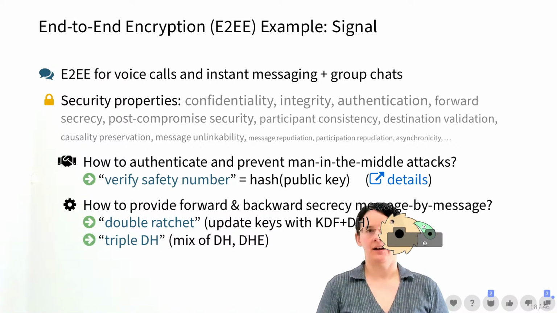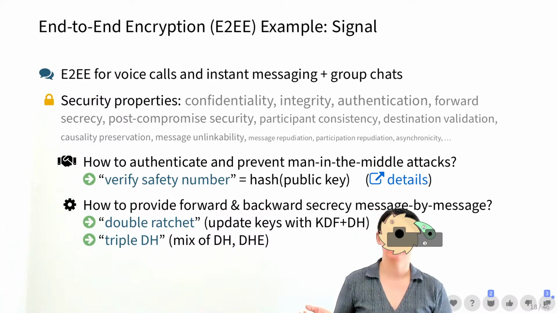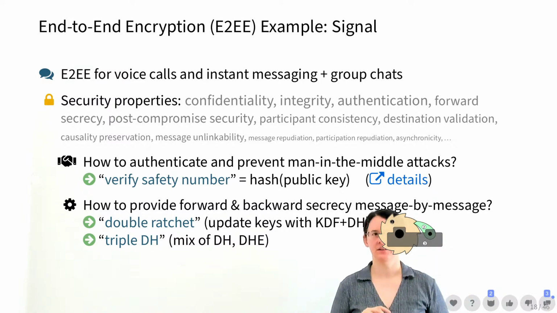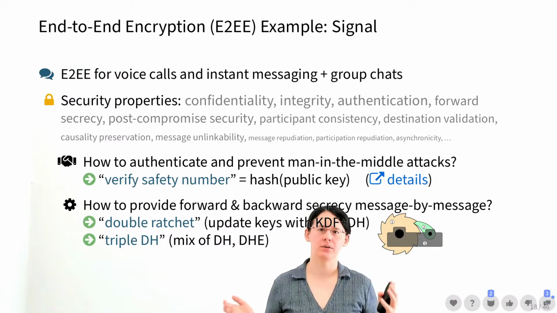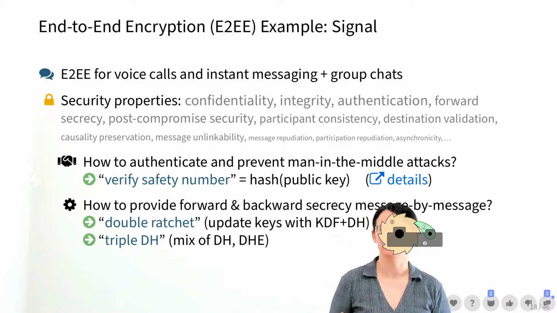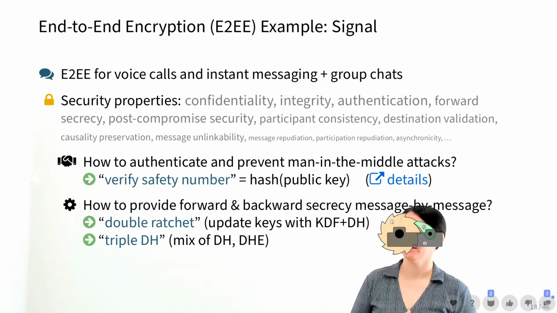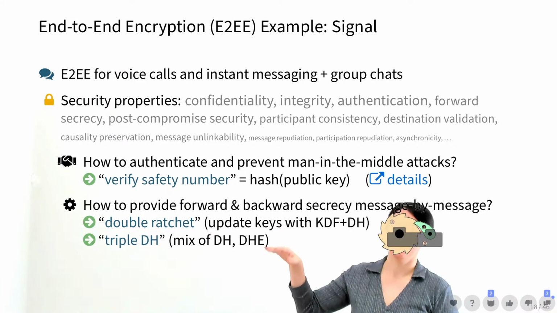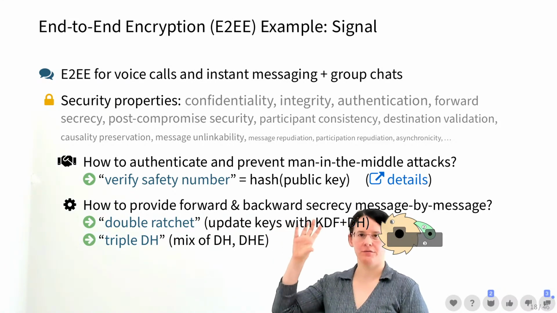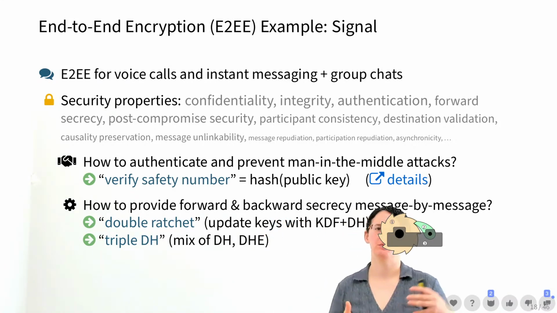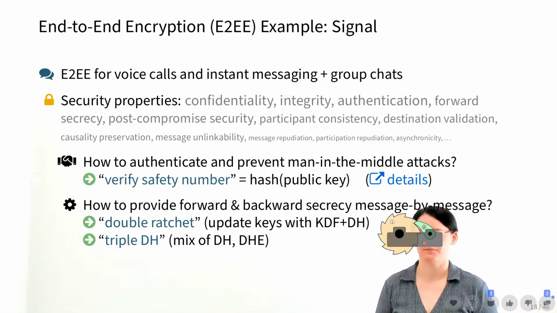Again, if you're interested in the details, I have a link at the top of the page, which is a write-up that gives an overview of secure messaging protocols in general and Signal specifically, and it also explains these terms in more detail, so what double ratchet means and how exactly this triple Diffie-Hellman works. Okay, so that's because of these long-lived sessions and because we want to have security message by message.